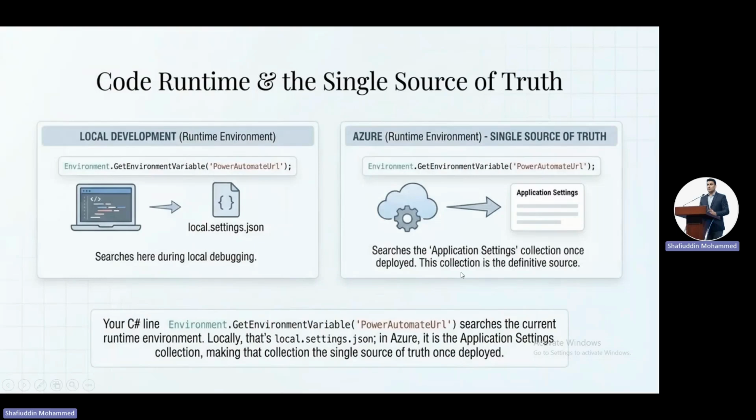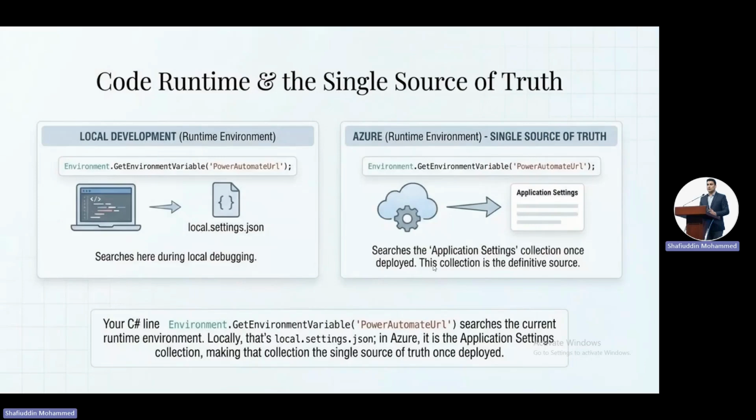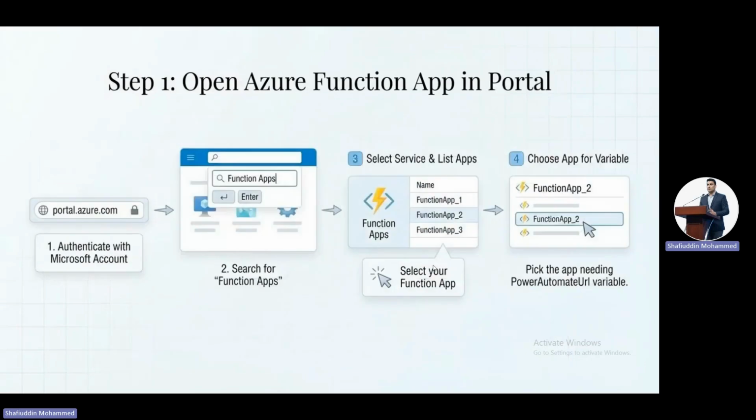So in the Azure portal, it is not able to find it. That's the reason if you test this, you will get a 400 bad request. The status code we are receiving from the Azure portal is 400 bad request. So for this, what do we need to do? Simply, we need to create an environment variable. So from where do I need to create the environment variable?